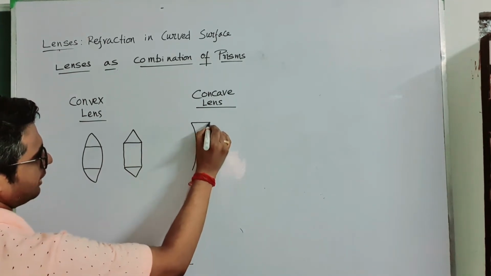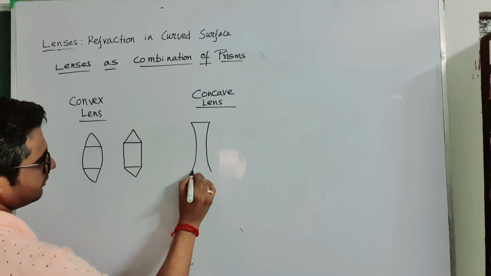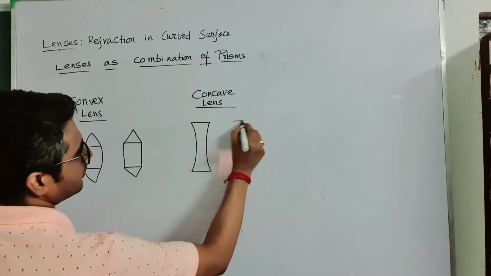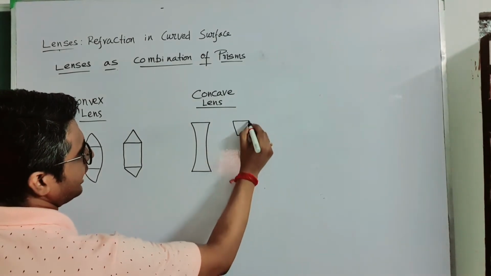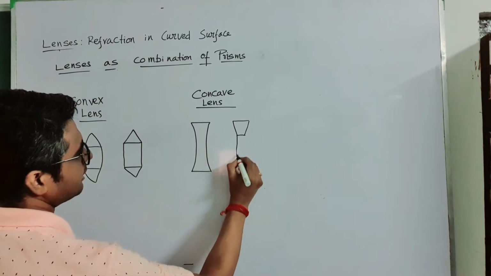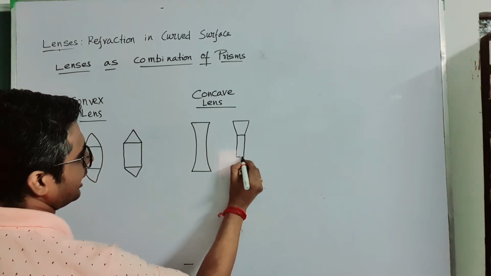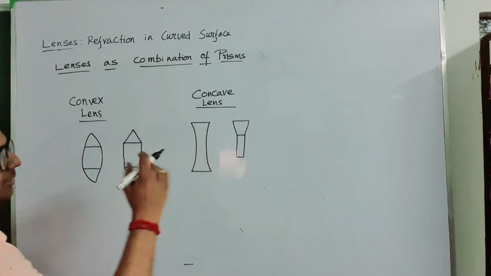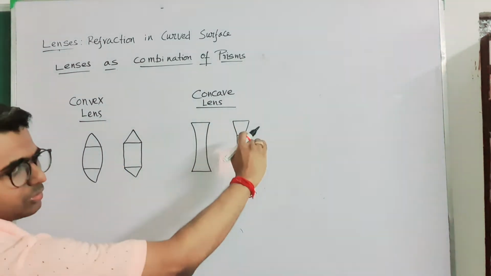This is concave lens. The upper part is like this. So I will not call this a prism. This can be called a truncated prism. The vertex of the prism is cut out.